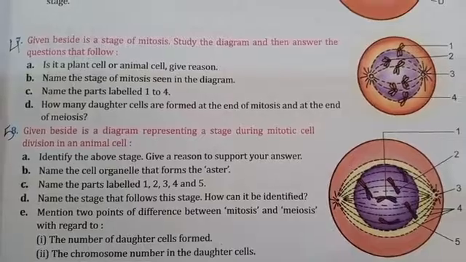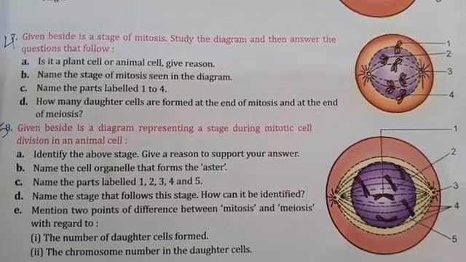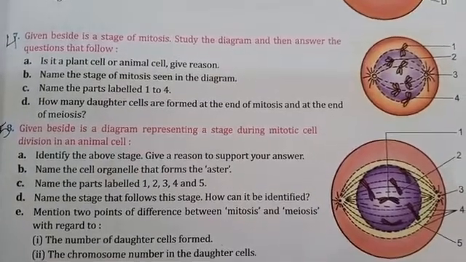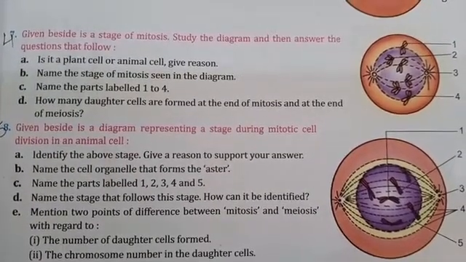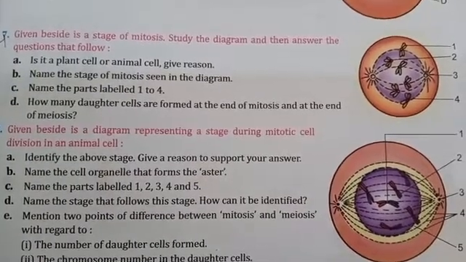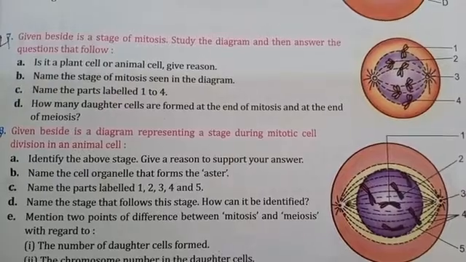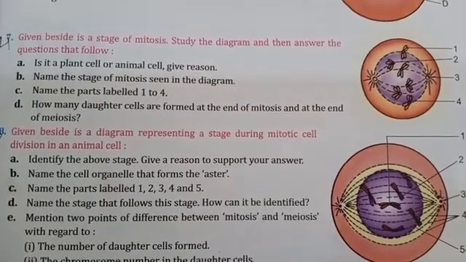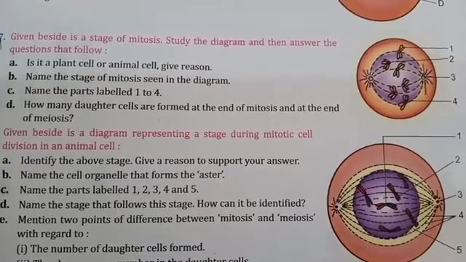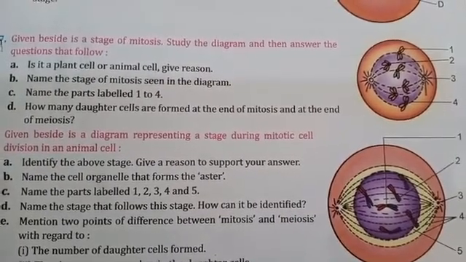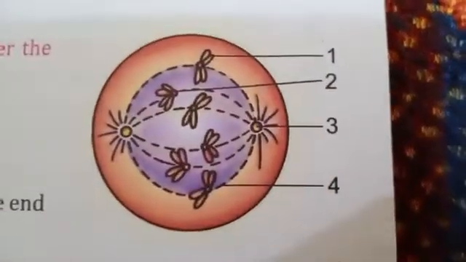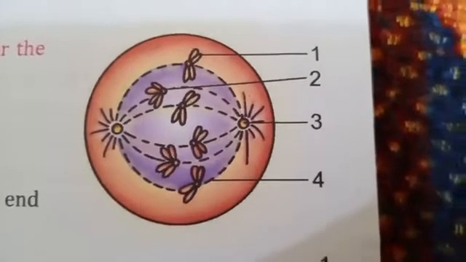and 5. Question number 4 is, given beside is a stage of mitosis. Study the diagram and then answer the questions that follow. Is it a plant cell or animal cell? Give reason. Name the stage of mitosis seen in the diagram. Name the parts labeled 1 to 4. How many daughter cells are formed at the end of mitosis and at the end of meiosis? Now see figure. Draw this figure and answer the questions.